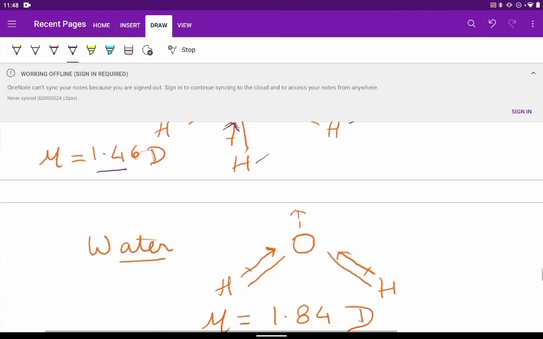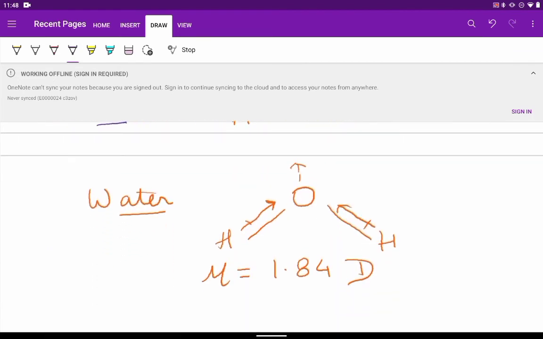Another example we can see is water. Water molecule is a bent molecule, it has a bent structure, you know. Here also the shared electron pair between oxygen and hydrogen will be towards oxygen in both the cases. So the direction of the dipole moment will be towards oxygen. So overall dipole moment is like this. When calculated we find it to be 1.84 Debye.